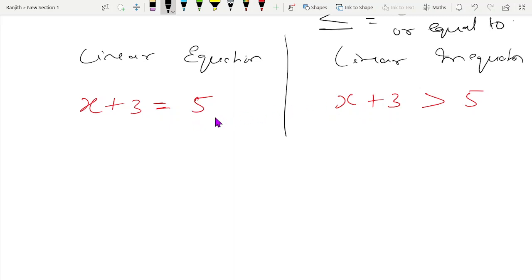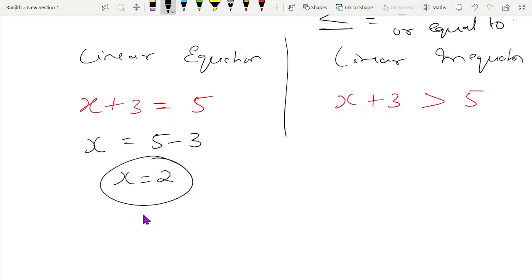What's the variable? Sir, X. X is the unknown value. So in a linear equation, how do you solve this? X is equal to, plus 3 goes the other side, 5 minus 3. So x is equal to 2. X is exactly equal to 2, right?